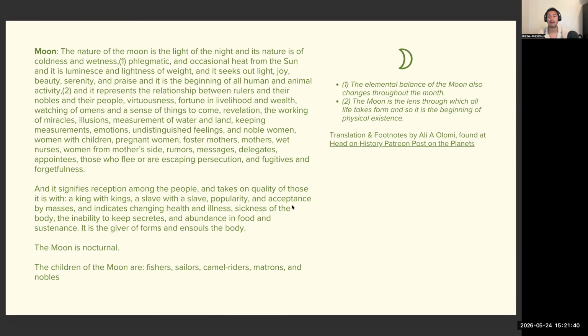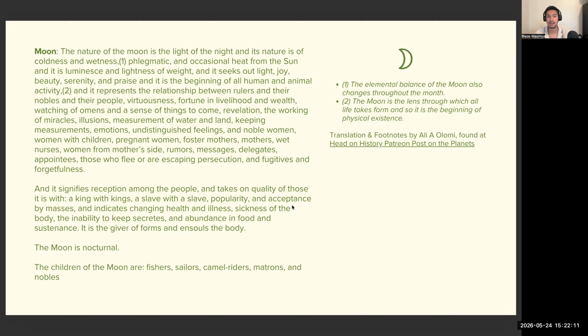It represents popularity and acceptance by the masses. So they are accepted generally by everyone. And it indicates changing health and illness, sickness of the body, and the inability to keep secrets, and abundance of food and of sustenance. It is the giver of forms, and it ensouls the body. The moon is nocturnal, as we've talked about, and the children of the moon are all fishers, sailors, camel riders, matrons, and nobles. These are some of the major indications of the moon.